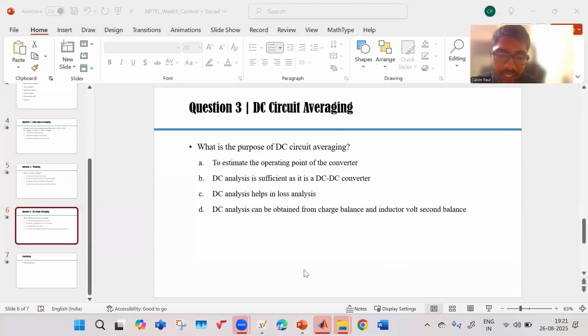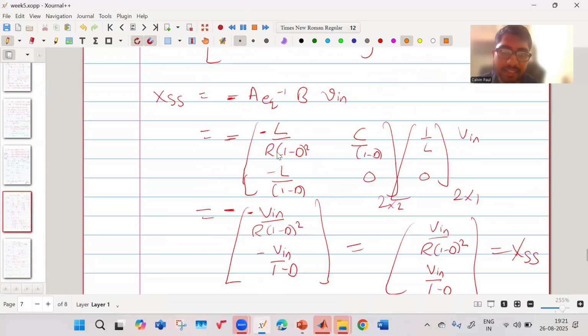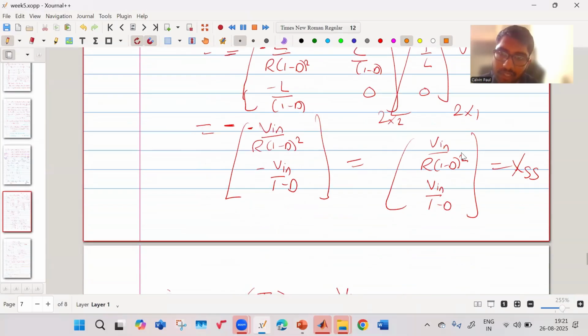So as we had done over here, right? We had found our X steady state like this. For this X steady state, we did all this inversion, everything, and we got our steady state given by this expression. But this very same expression can also be got if we do inductor volt balance and capacitor charge balance. So you'll get the same expression.